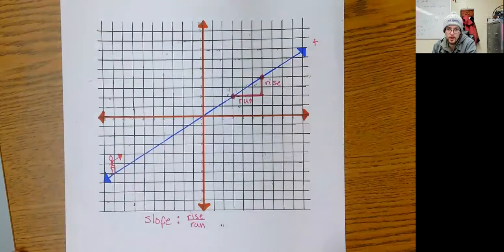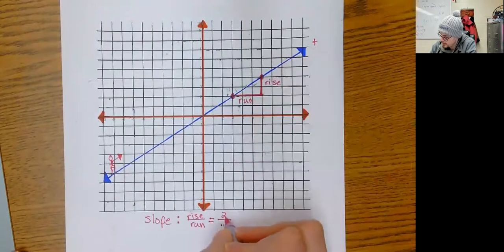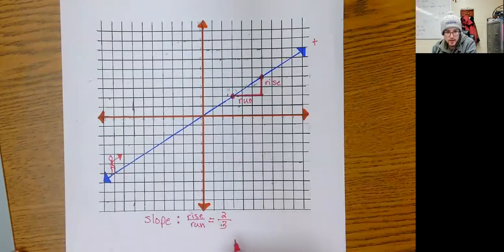So we got a run and a rise. So in this case, slope would be equal to, my rise is +2, and my run is 3. So slope in this case is 2/3, 2 over 3.